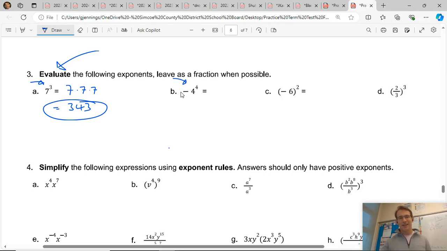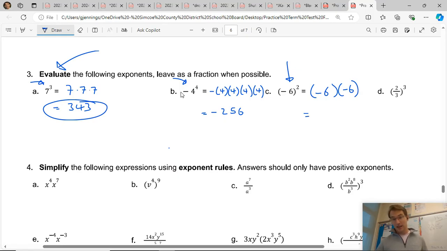This here is, if I expand it, negative 4 times 4 times 4 times 4. 4 is the base of this exponent, and we happen to be subtracting that thing. So it will end up being negative at the end of the day. That's negative 256. But over here, we have negative 6 squared, and that is going to actually be negative 6 times negative 6. Negative 6 is the base in this case, so that's like negative times a negative gives me positive. So that's a 36, final answer.